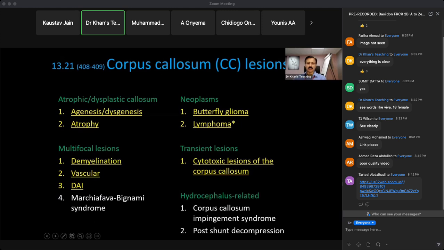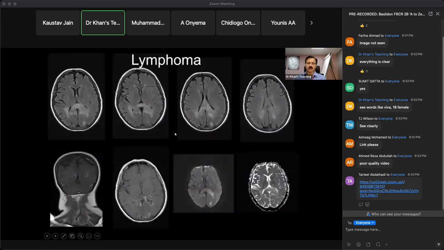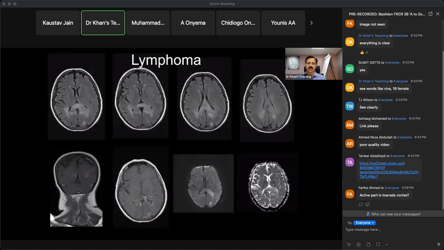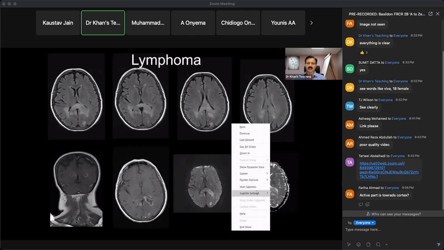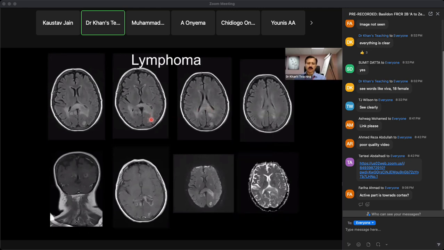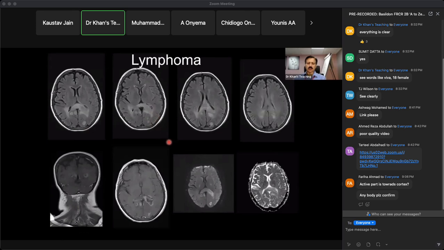This is corpus callosum lesions in your book. And butterfly glioma and lymphoma are the top two. I have already shown you this case previously. And this is what we call lymphoma, periventricular. I've not given you all the images, but just wanted to make the point that it is crossing the midline, and it is actually multifocal, some rim enhancement, etc. is present.